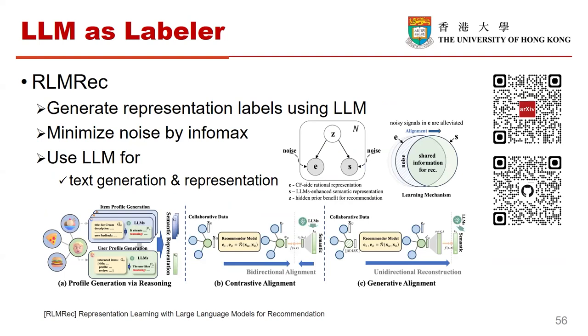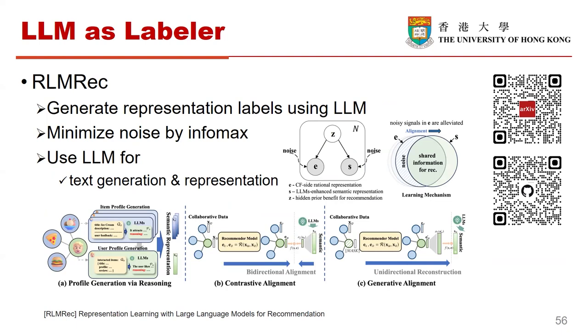Okay, except from the node level and the link level label generation, one of Xubin's first author work, RLMRec, has provided effective solutions to representation improvements for recommendation. RLMRec generates some representation labels using LLM. It uses LLM for both text generation and representation.